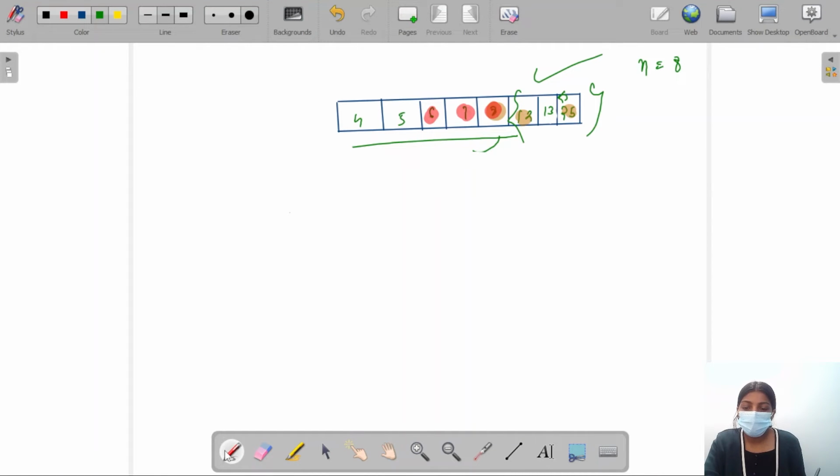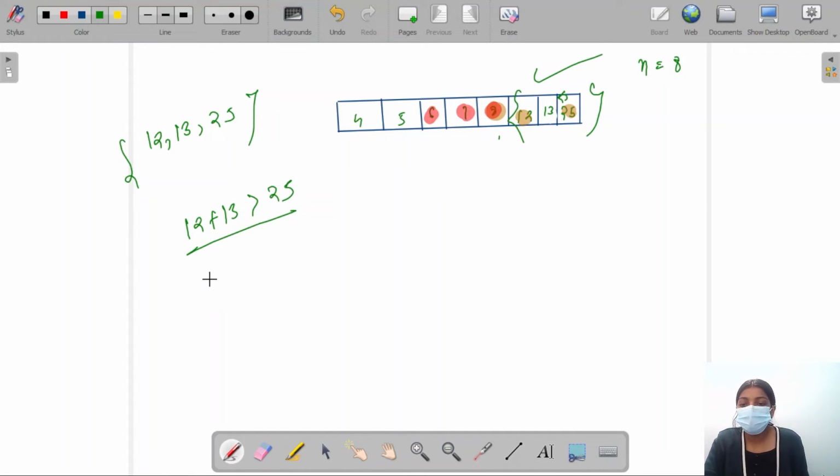Okay, now my sides are 12, 13 and 25. So I will check if 12, 13 and 25 form a triangle or not. 12 plus 13 is not strictly greater than 25, right? Because 25 is not greater than 25, it is equal to 25, right?